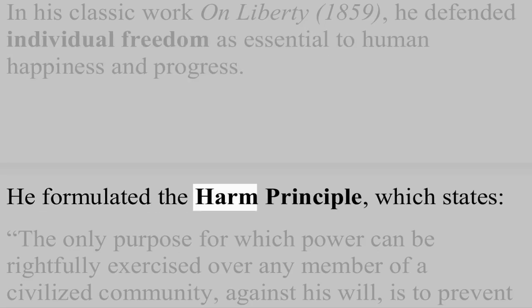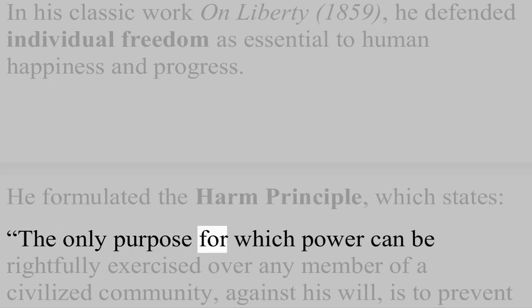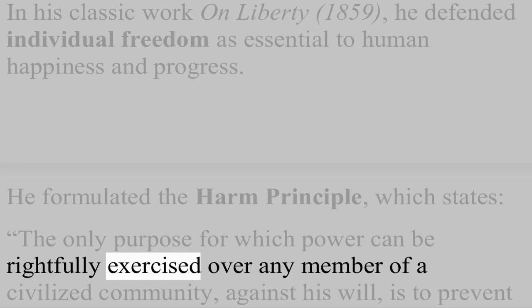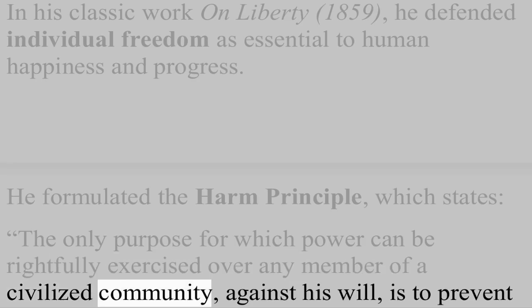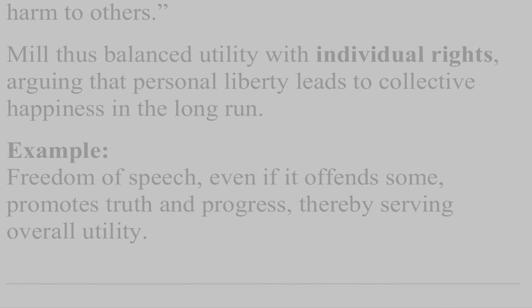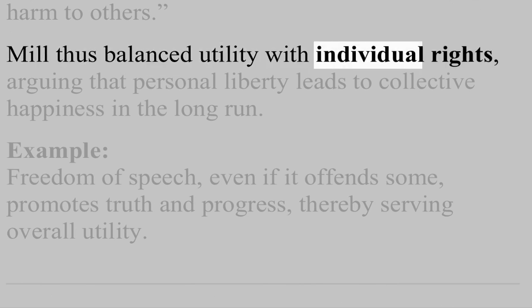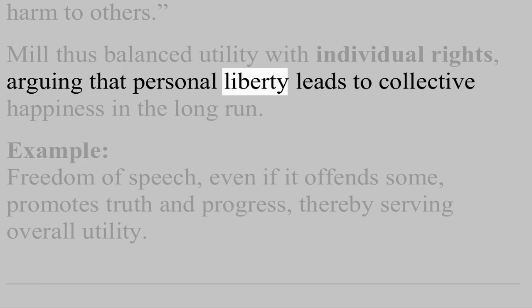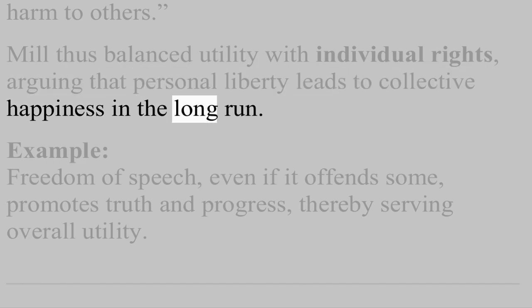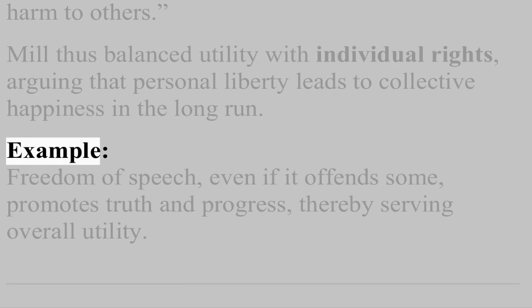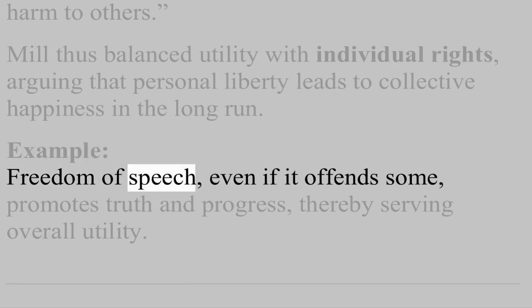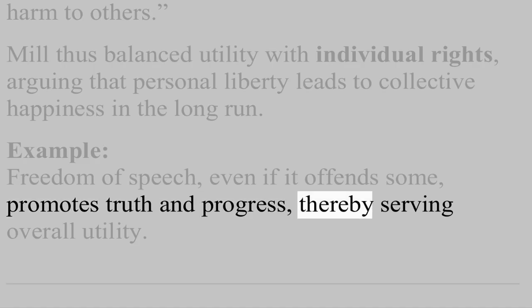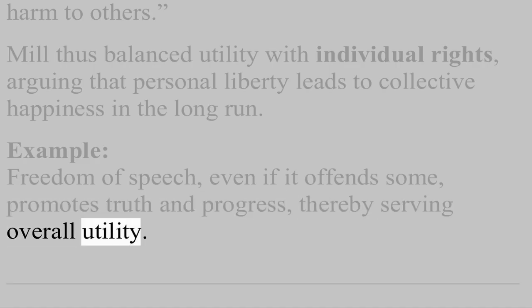He formulated the harm principle, which states, "The only purpose for which power can be rightfully exercised over any member of a civilized community, against his will, is to prevent harm to others." Mill thus balanced utility with individual rights, arguing that personal liberty leads to collective happiness in the long run. Example: freedom of speech, even if it offends some, promotes truth and progress, thereby serving overall utility.